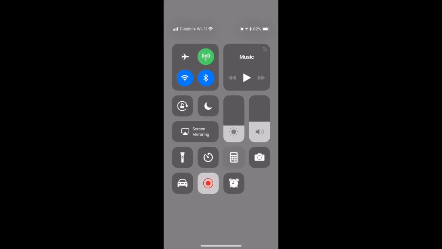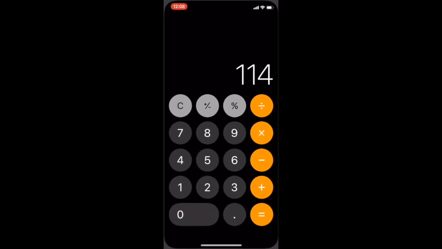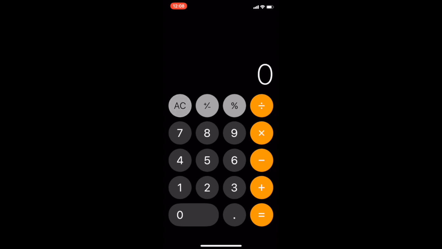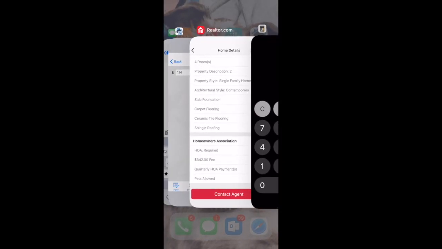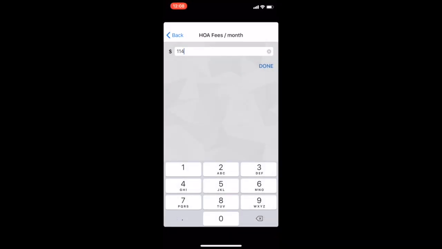So I take out my calculator, and because I know there's 4 quarters in the year, I'm going to take the quarterly amount, I'm going to multiply by 4. And because I'm looking for the monthly amount, now I'm going to divide by 12. And our monthly amount on this one is going to be $114. So I go back to the calculator and I enter in $114 as the monthly HOA fee.